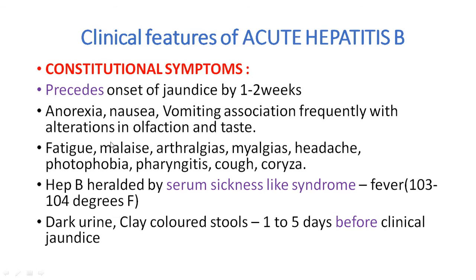It could be generalized weakness, myalgias, anorexia, nausea, vomiting, frequently associated with alterations in olfaction and taste, fatigue, malaise, arthralgias, myalgias, headache, photophobia, pharyngitis, cough, coryza, like any other viral symptoms. And there is a term serum sickness like syndrome, and then dark urine, clay colored stools. Okay, and 1 to 5 days before clinical jaundice.